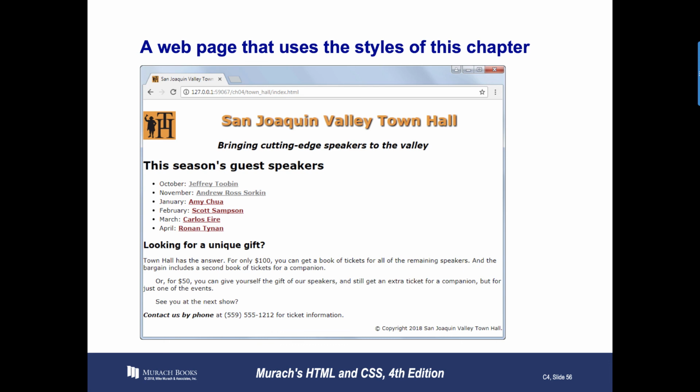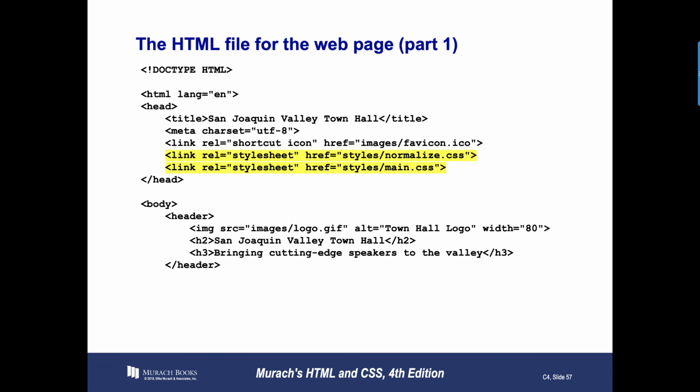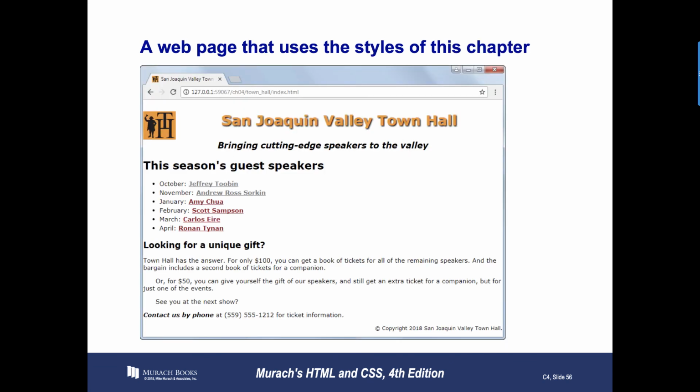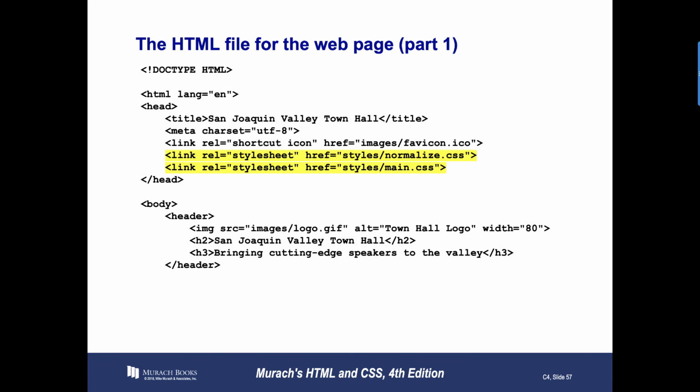Let's see, a web page that uses the styles of this chapter. Yeah, this one right here. So this is kind of the end here, so I'll let you go through the slide deck. You can see here that it's using normalize, and then it's using our style sheet called main.css. I like to put my style sheets in a folder called CSS, and I like to call them style.css, so you may see some differences. I'm trying to get you in the habit of the way I do it. There's no right way. It's just my way is more popular.